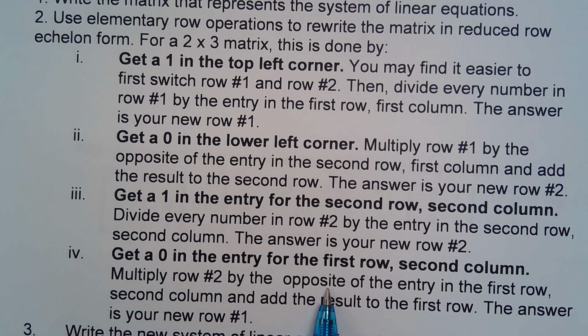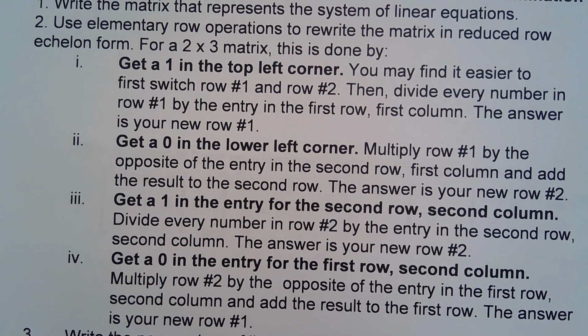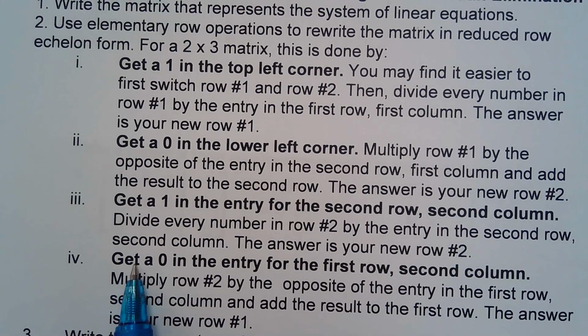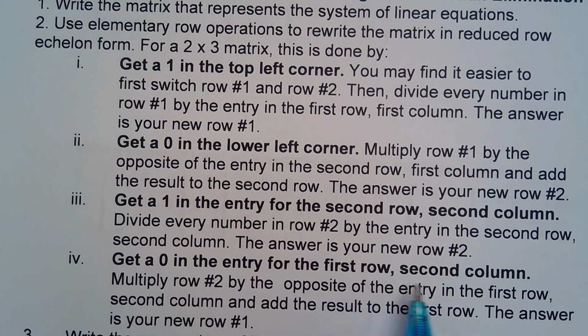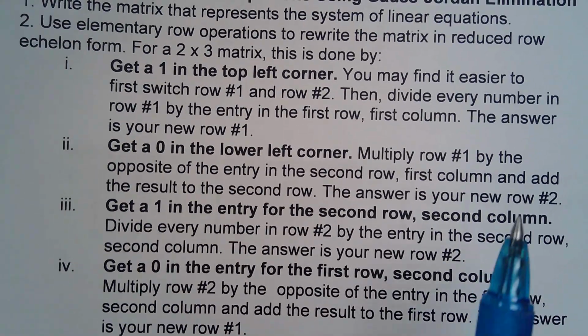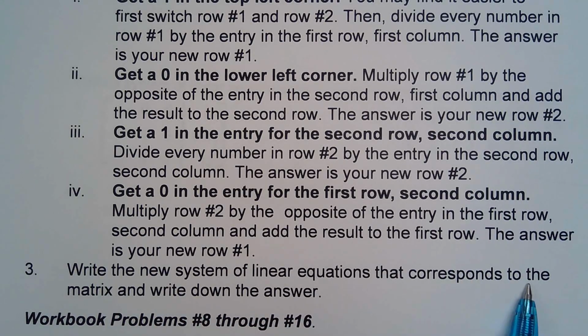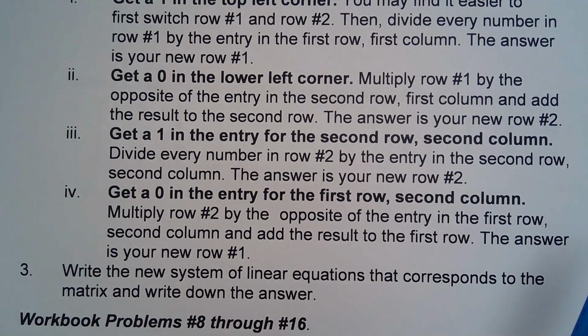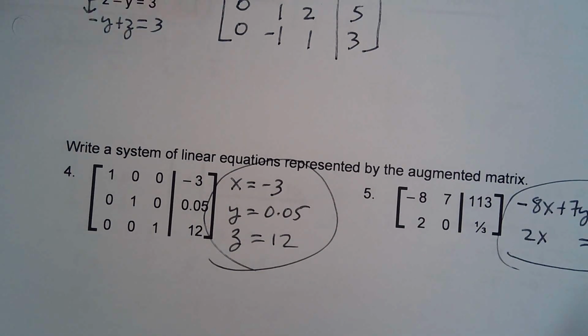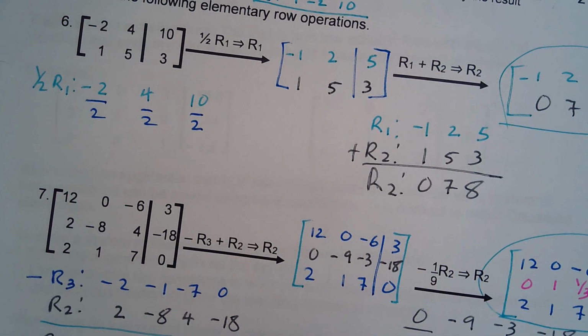So now you're at the bottom right. And then finally, we're going to go to the top. We want to get 0 in the entry for the first row, second column. So we're going to multiply row 2 by the opposite of the entry in the first row, second column, and add the results to the first row. The answer is your new row 1. And once you have it, then you just go ahead and write your new system of linear equations that corresponds to the matrix and write down the answer. So let's go back and do some problems.